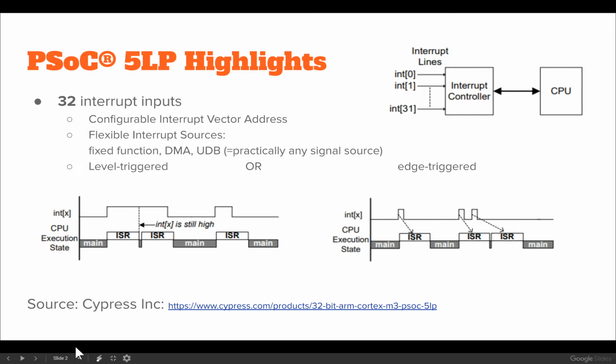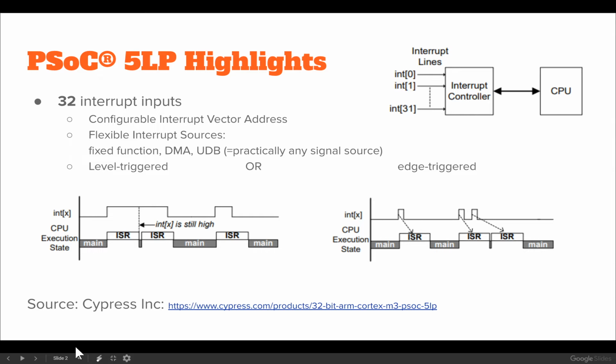There is a configurable interrupt vector address, compared to small processors like the 8051, which has certain specific interrupt vector addresses, meaning the addresses where the processor jumps when an interrupt appears. This one actually has an interrupt vector table, and the interrupt controller takes care of the vector address. And on this ARM processor, basically there are flexible interrupt sources.